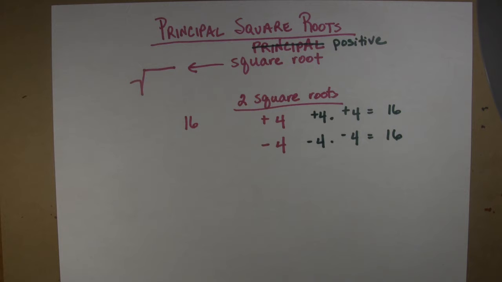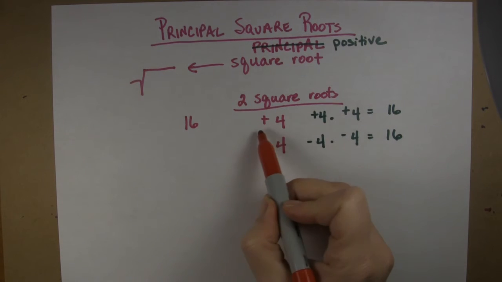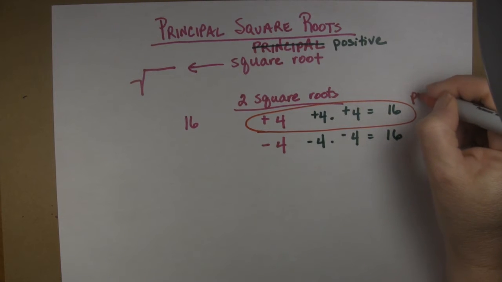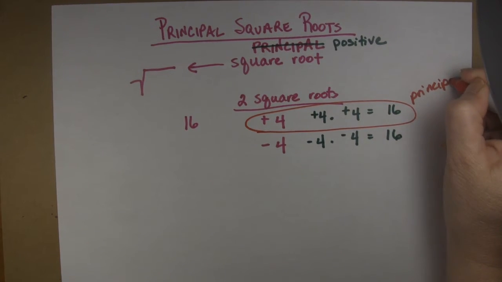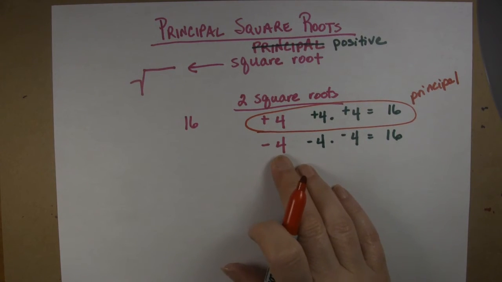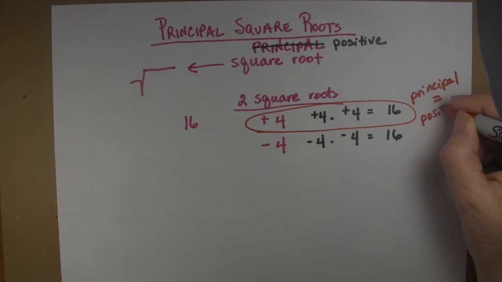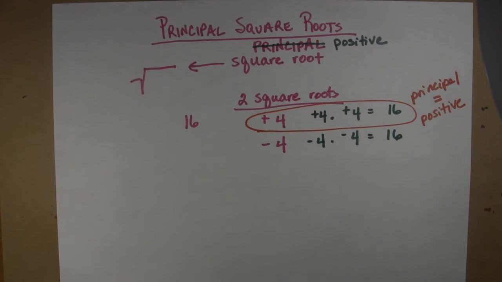So in math, we have decided that we're going to call the positive square root the principal one. It doesn't mean that this one is wrong. It just means that this one is positive. So the word principal equals positive, the positive number.